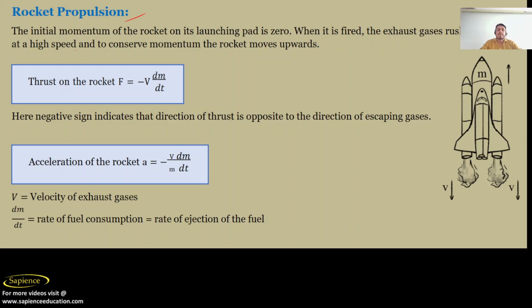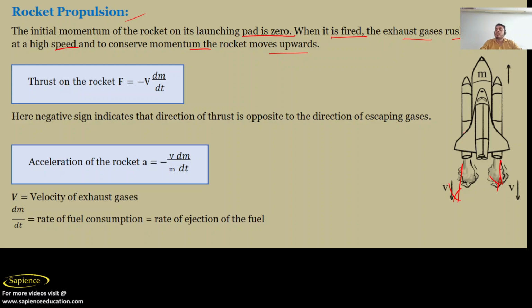So see here what the rocket propulsion system actually is. The initial momentum of the rocket on a launching pad is 0. You know that initially it was at rest, so no momentum is there. Neither the gas has velocity, nor the rocket has velocity. When it is fired, exhaust gas rushes downward at a high speed and conserves the momentum, and the rocket moves upward.